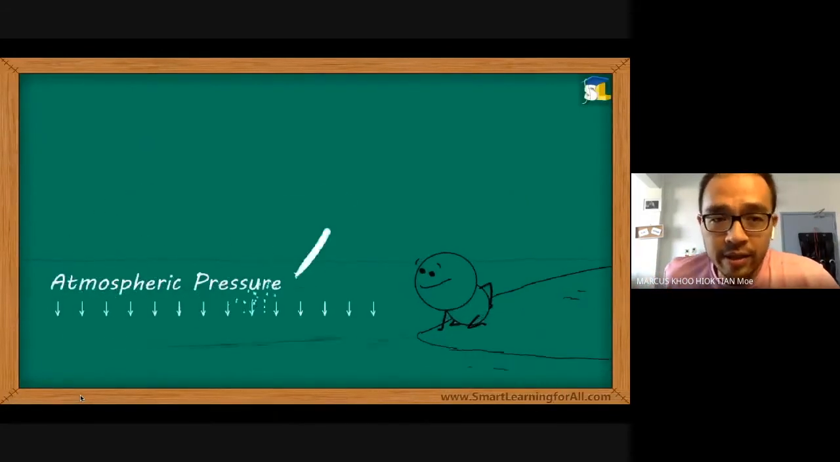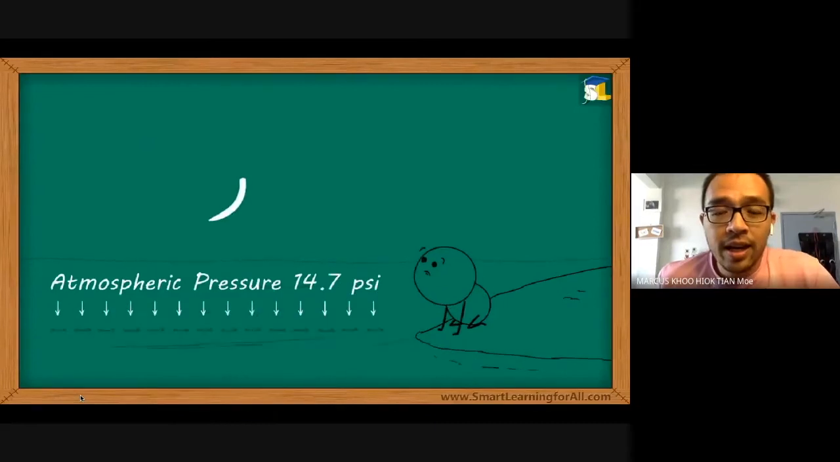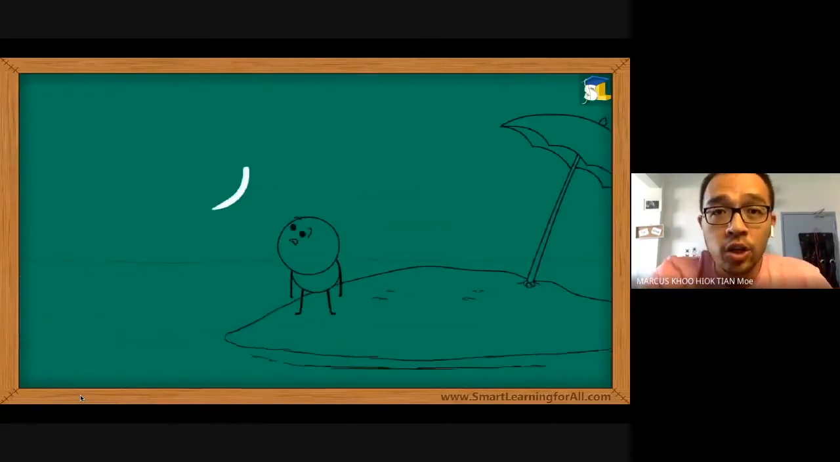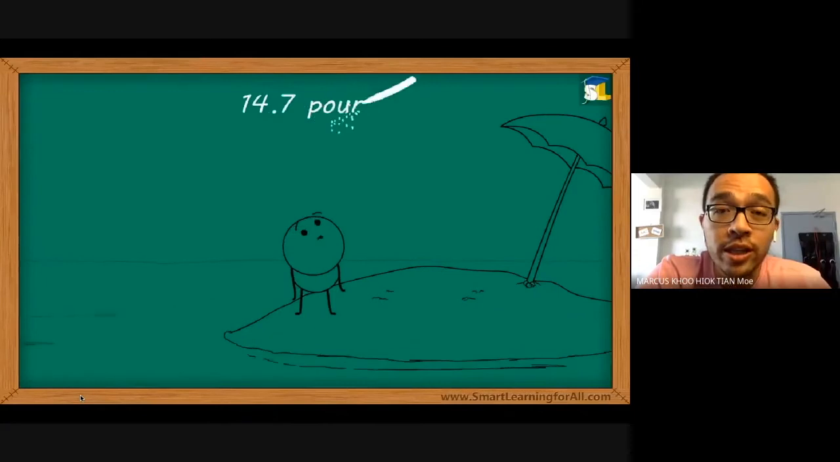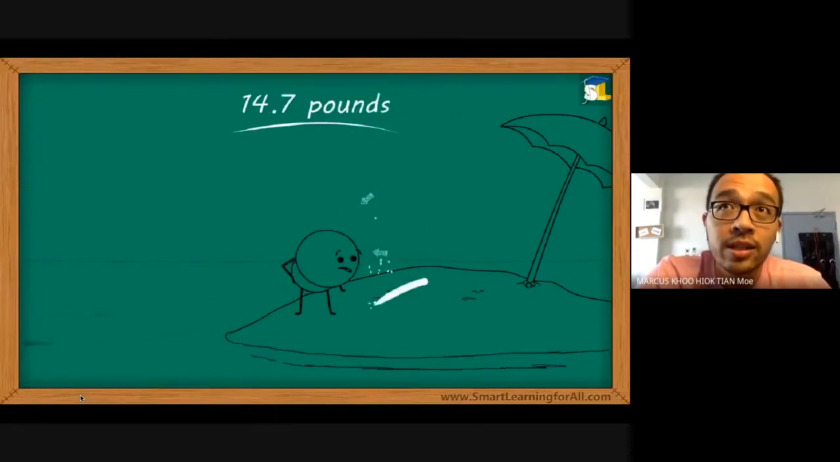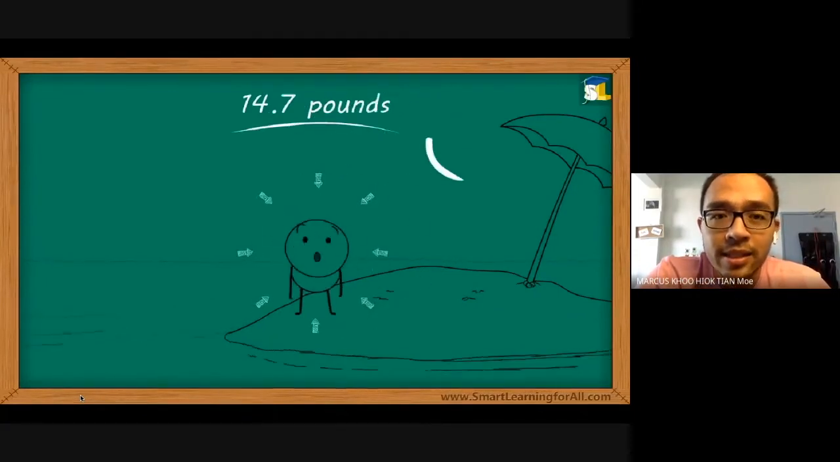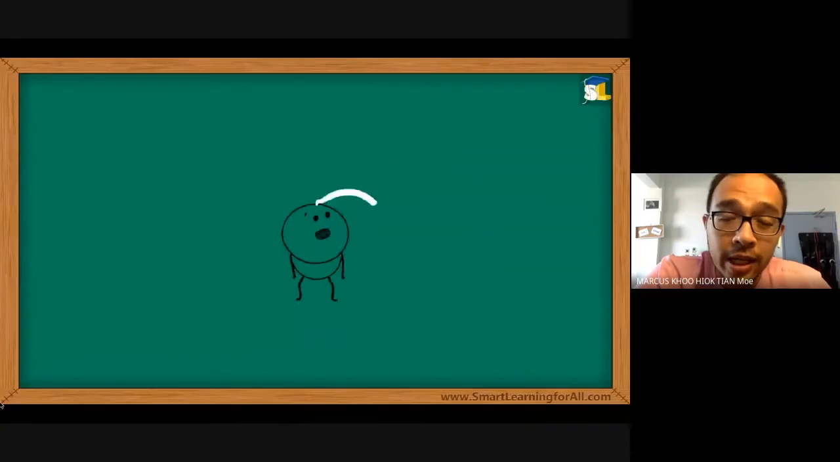At sea level, atmospheric pressure is about, PSI is a different unit, but it's about 103,000 pascals. So why don't we feel it?